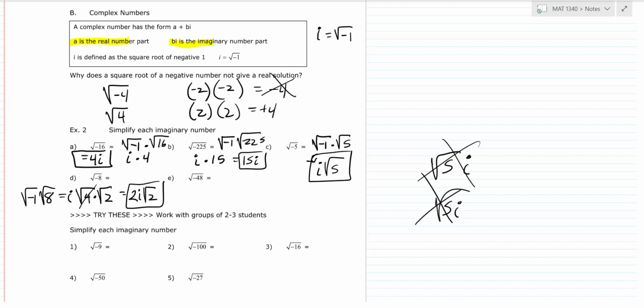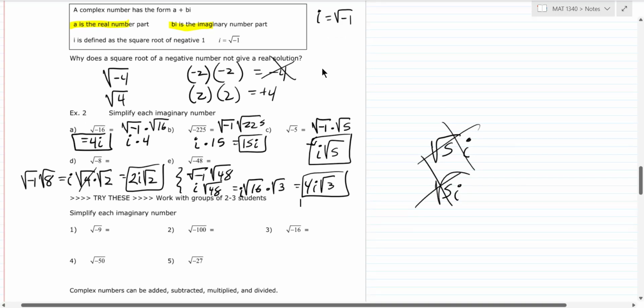And then the last problem is the same idea. You would write this as square root of negative 1 times square root of 48. So that's i times the square root of 48. Then you got to kind of work with this. 16 is a factor of 48. So you could write that like that. Okay, so square root of 16 is 4. So you write this as 4i times the square root of 3. So you're combining things we have learned how to do. We've simplified radicals. We're just combining this idea of a square root of a negative number.